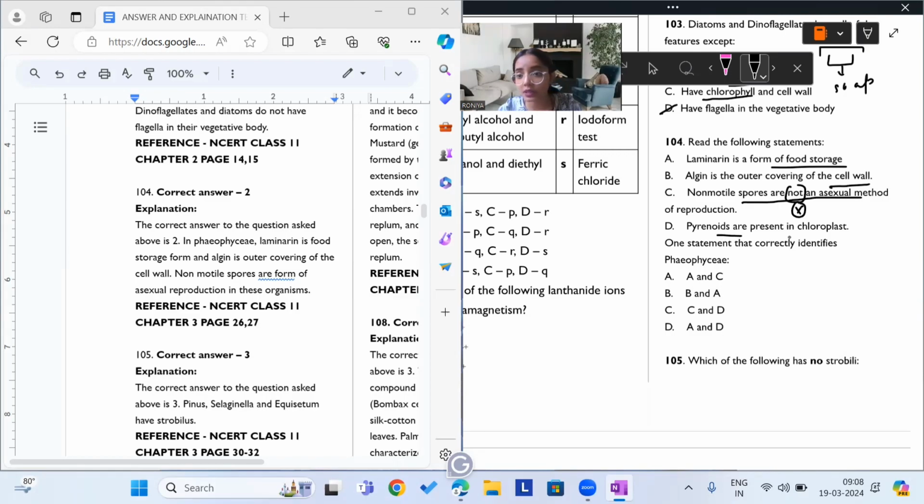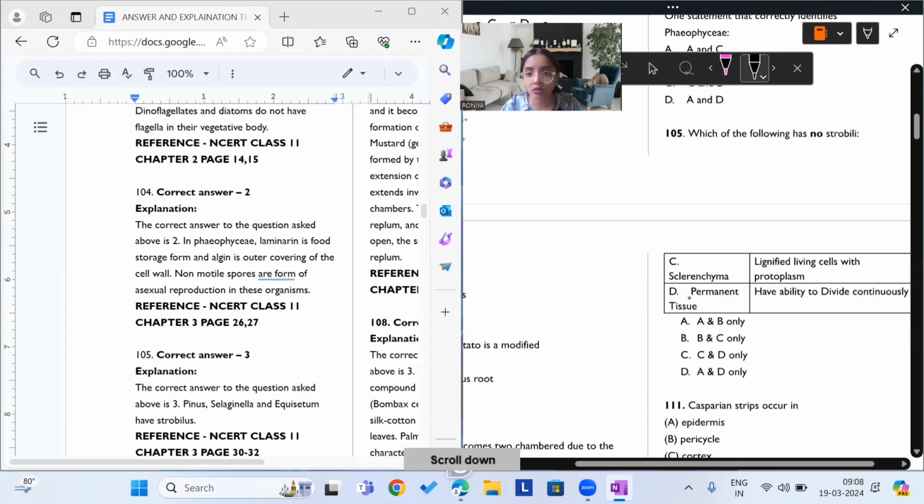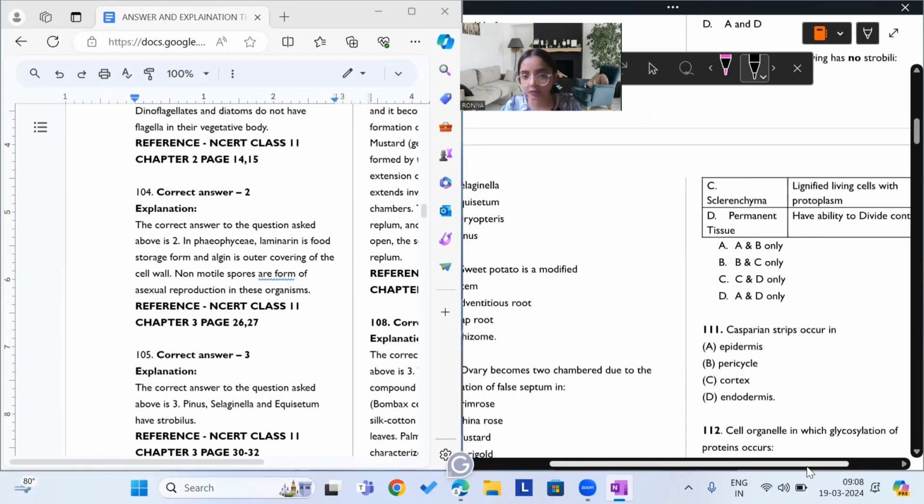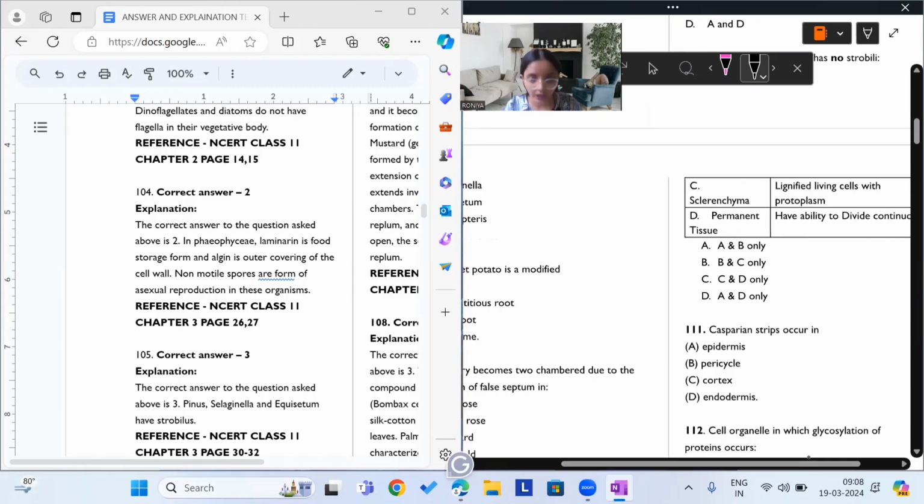Okay, and pyrenoids are present in chloroplast is a wrong statement. Pyrenoids are not present in chloroplast in Phaeophyceae. Okay, so the answer to this question will be statement number 1 and statement number 2, which is A and B. So the answer is option number 2. Okay, I hope this is clear to you. Let us move on to question 105. What does it say? Just a second. See, question 105.